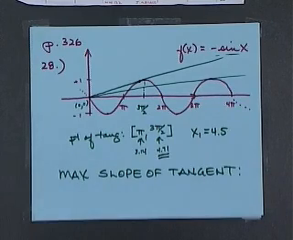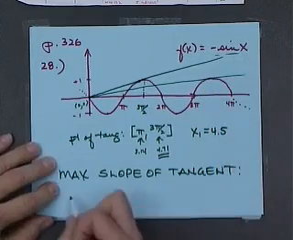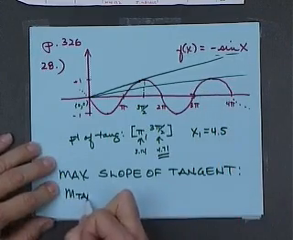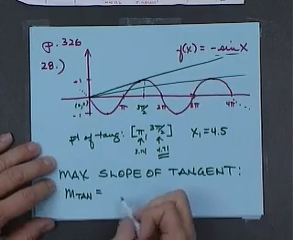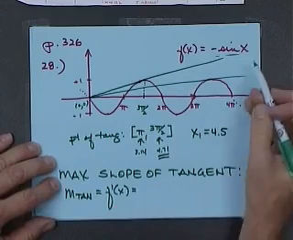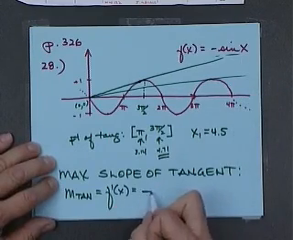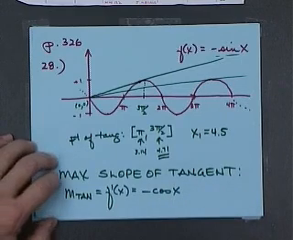Now, you said one way is we can use the function, and we know that the slope of the tangent is the first derivative of the function. And what's the derivative of negative sine of x? Negative cosine of x.